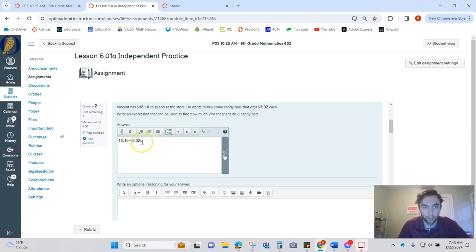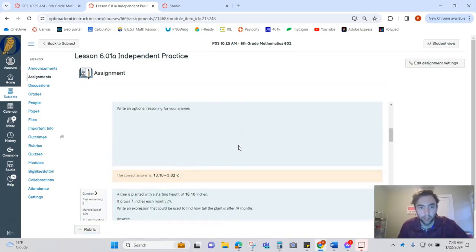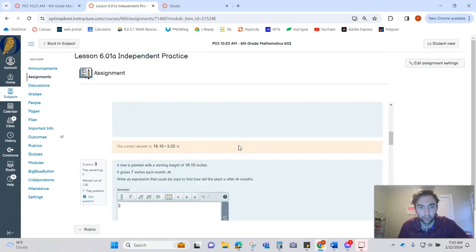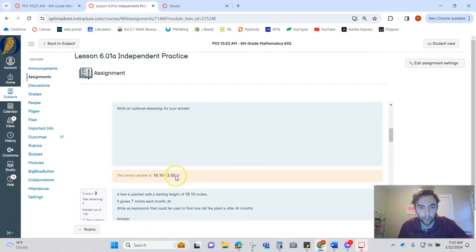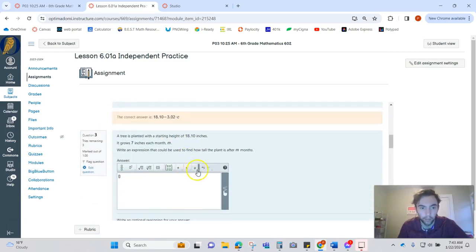If I buy 1 candy bar, I do 1 times 3.02, and then I take that away from how much money was in my pocket when I went into the store. If I buy 10 candy bars, then I do 10 times 3.02 and take that away from whatever I started with. Let's check. Yay! Looks like you could have also done the multiplication dot, but not the letter X. I guess that would be incorrect.